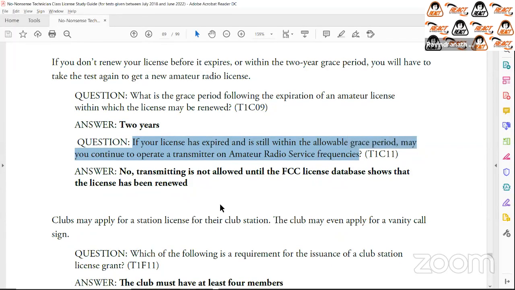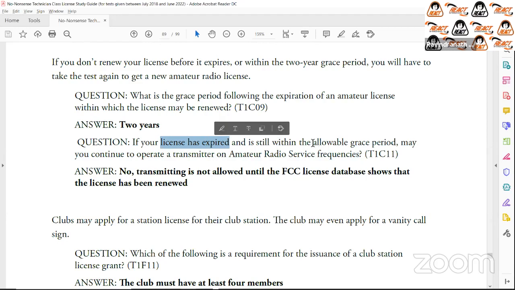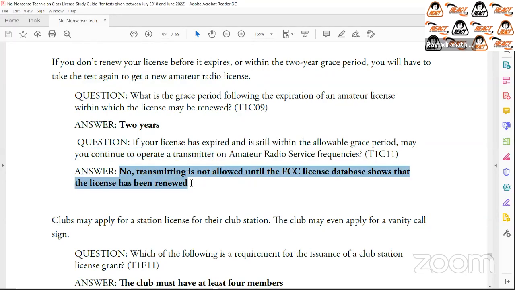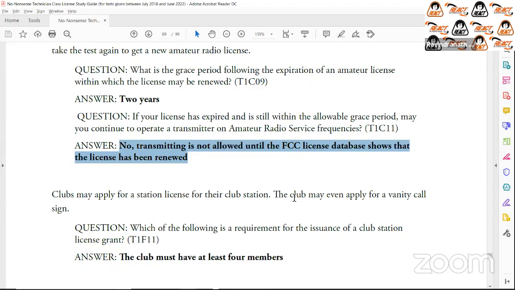If your license has expired and is still within the allowable grace period, may you continue to operate a transmitter on amateur radio service frequencies? Let's dissect this. Your license is expired, but you're still within the 2-year grace period in which you could renew it. But note, your license has expired. They want to know, can you operate your transmitter while it's expired? The answer is no. Transmitting is not allowed until the FCC license database shows that the license has been renewed.